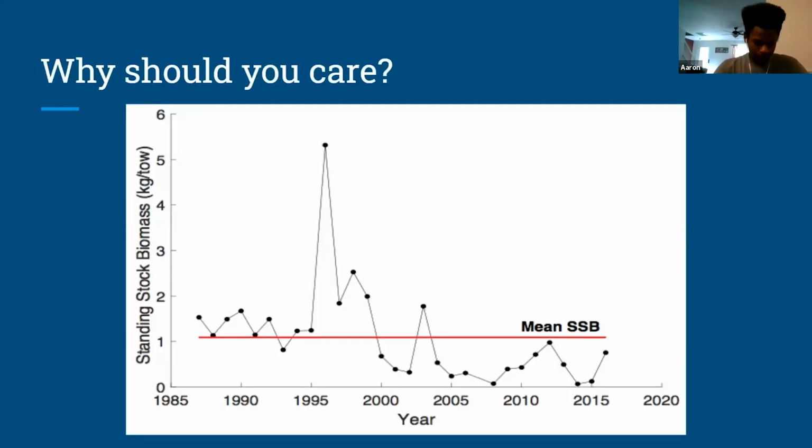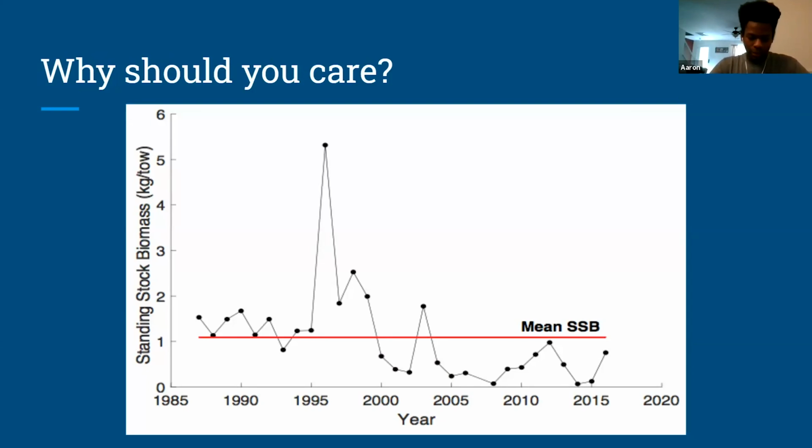So why is this important? Why should you care? Blue crab populations are actually decreasing and have been for a while now due to overfishing. On this graph, you see the standing stock biomass, that red line. We see in 1995-ish there's a sharp increase, and then it decreases and almost never recovers over that standing stock biomass after 2005.